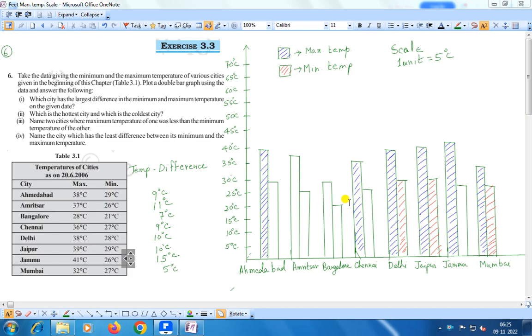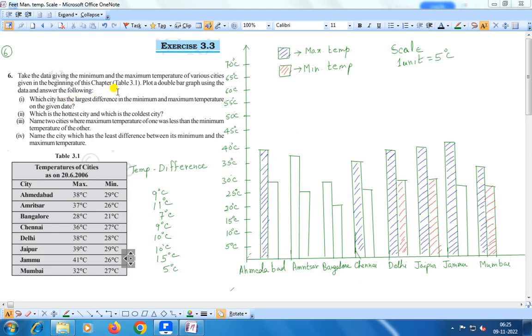Hello everyone. Today we shall discuss exercise 3.3, question number 6. Take the data giving the minimum and maximum temperature of various cities given in the beginning of this chapter, that is table 3.1. Plot a double bar graph using the data and answer the following.